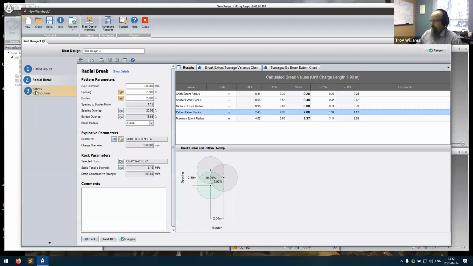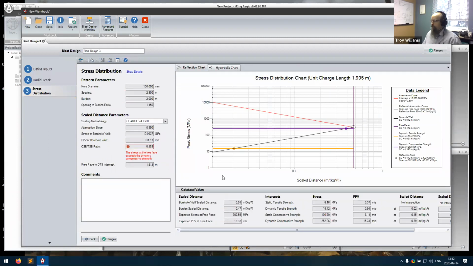Now, if we take a look at the stress distribution, this will complete the picture and help you understand some of the problems that were occurring in this particular blast. So with the stress distribution, we're looking at how the shock wave travels through the rock and loses energy as it's traveling towards the free face. This particular chart is a variant of what we would have as peak particle velocity. We've simply converted peak particle velocity to peak stress. And with that, we can actually estimate how far the shock wave can travel till it drops below a certain magnitude. For example, how far can it travel till it drops below the dynamic compressive strength or the dynamic tensile strength.